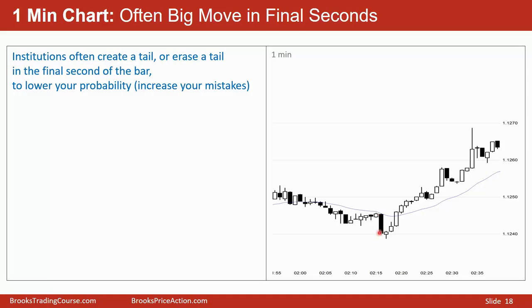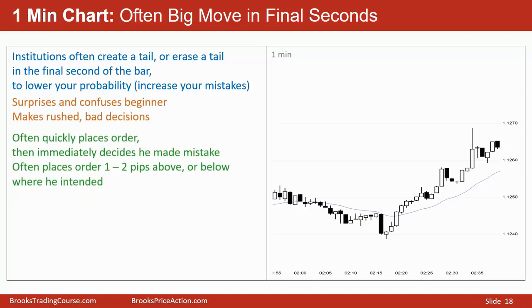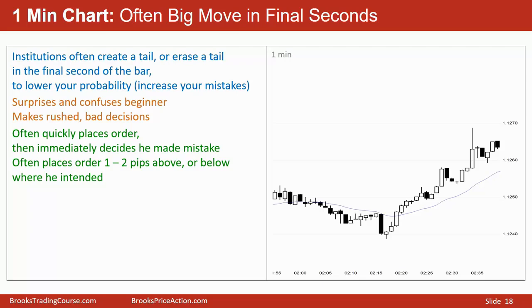See this bar here? It was possible that it was just a little doji bar, and then in the final second collapsed and did that. And then you have to reevaluate what you're doing. You're being forced to make a quick decision. What often happens is you place orders quickly, and then you decide you made a mistake.